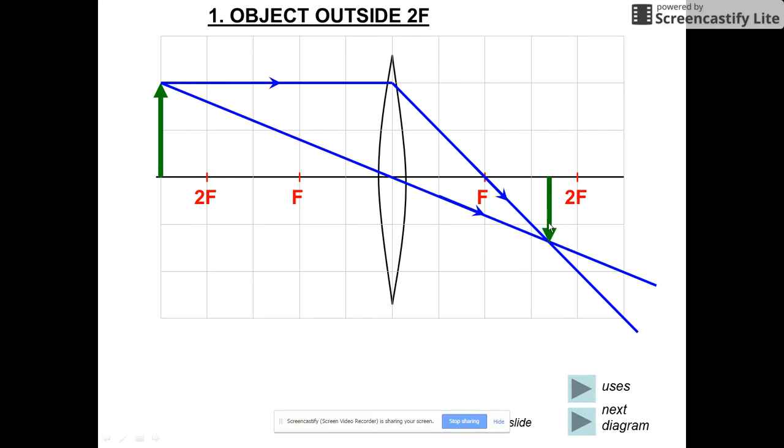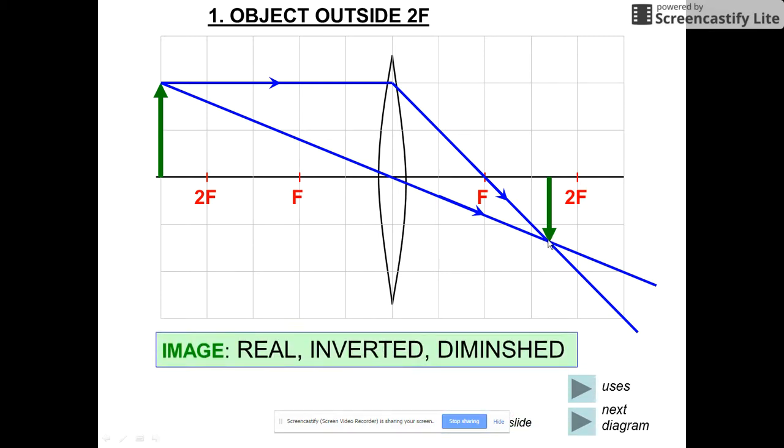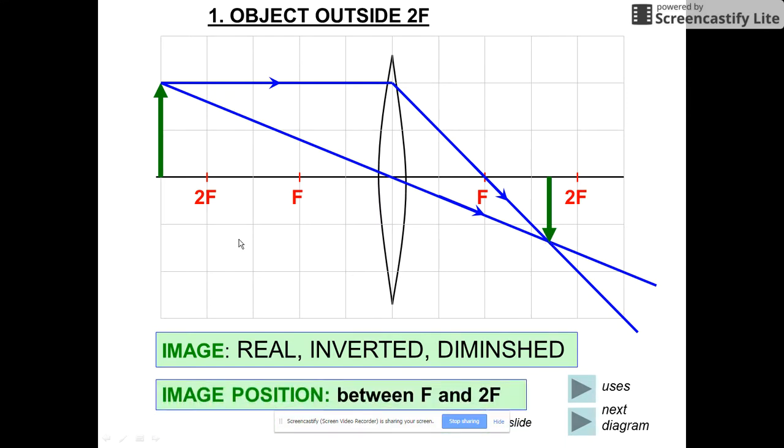We can then draw the image in like this, and we can then start talking about what type of image we have. In this case, we've got a real image because I could put a screen just here and the image would be on the screen. It's inverted because it's upside down, and it's diminished because it's smaller. And for an object that's outside of 2F, we get an image position between F and 2F.